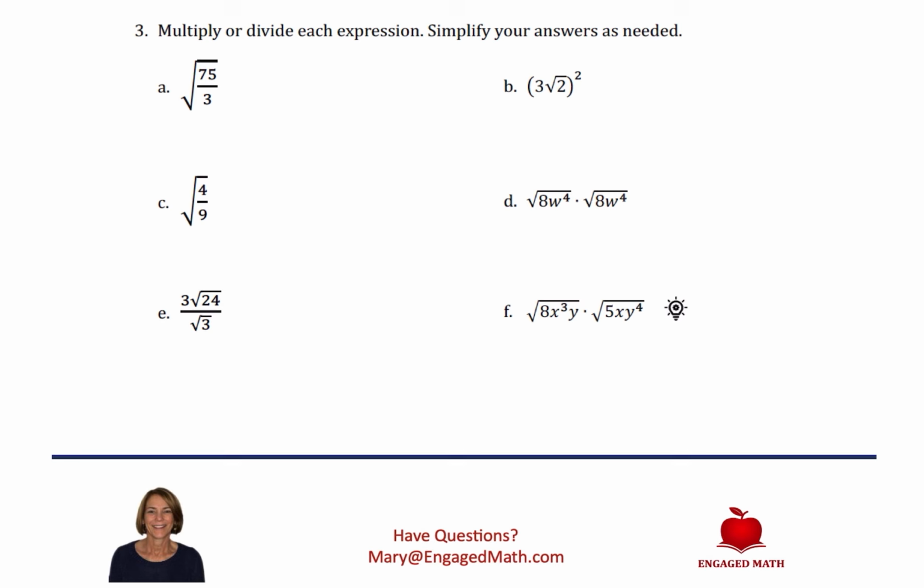We're going to start by simplifying the square root of 75 over 3 to the square root of 25, because 75 divided by 3 is 25, and the square root of 25 is 5.